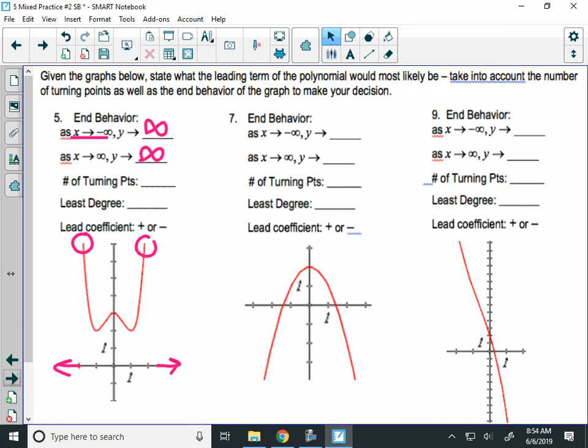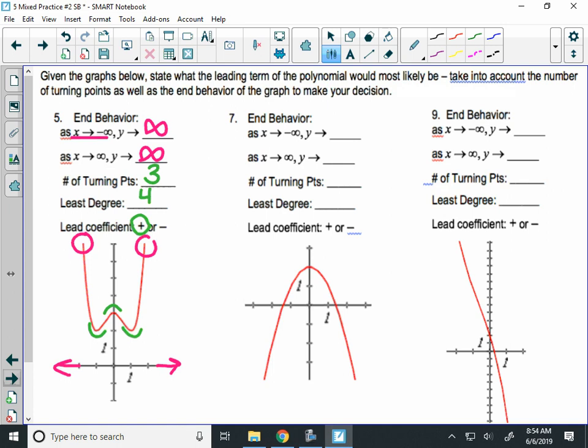The number of turns here, well, there's 1, 2, 3 turns. The degree is 1 more than the number of turns, so that would be 4. And with even degree, both arrows are pointing up, which means that the equation would have a positive leading coefficient.